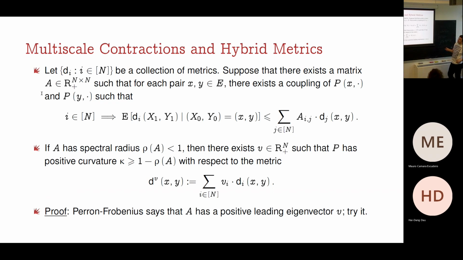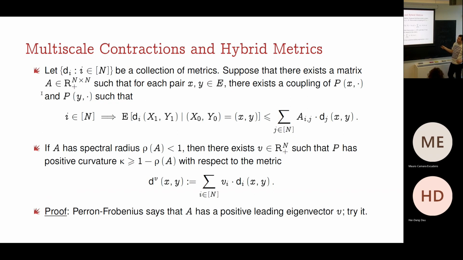So let d_i be a collection of metrics, and suppose that there is a matrix A with non-negative entries such that for each x and y there's a coupling such that the following holds. The one-step expectation of the i-th metric can be bounded above by a linear combination of all of the other metrics. In principle, for a big A, this could be almost a trivial bound. But we hope that we can get A_ij to be small for many of the elements.